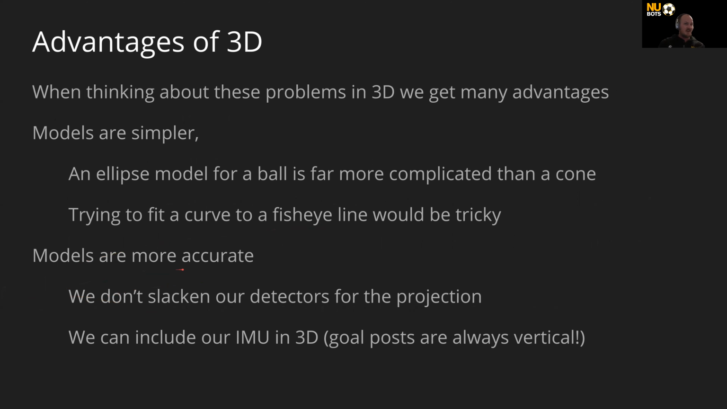And your models are more accurate. You don't have to slacken your detectors to handle the projection. You don't have to make your circle detector more lenient because objects near the edge of your screen become ellipses. And we can include IMU data in our 3D detections as well. The goalposts, provided they haven't fallen over, are always vertical. So when you take that cross product, if the normal of it is not parallel with the ground, then you can say, okay, this isn't a goalpost, or this goalpost has fallen over.